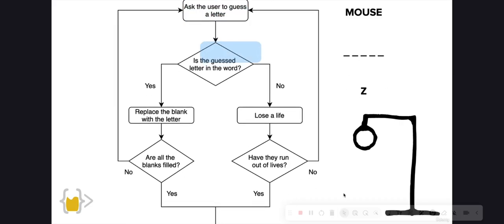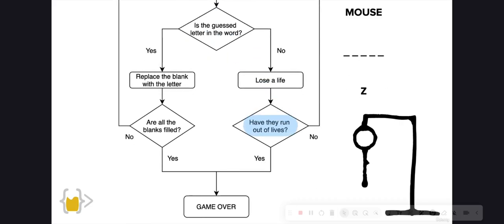Now, if at the stage where they've exhausted all of their lives and the hangman figure is complete, well then it's the end of the game and they've basically just lost, without having guessed all of the letters in the word.